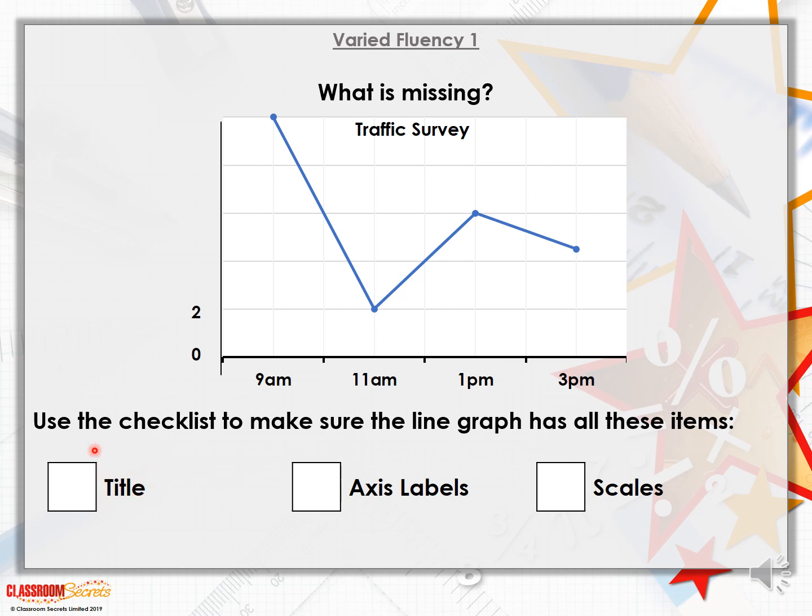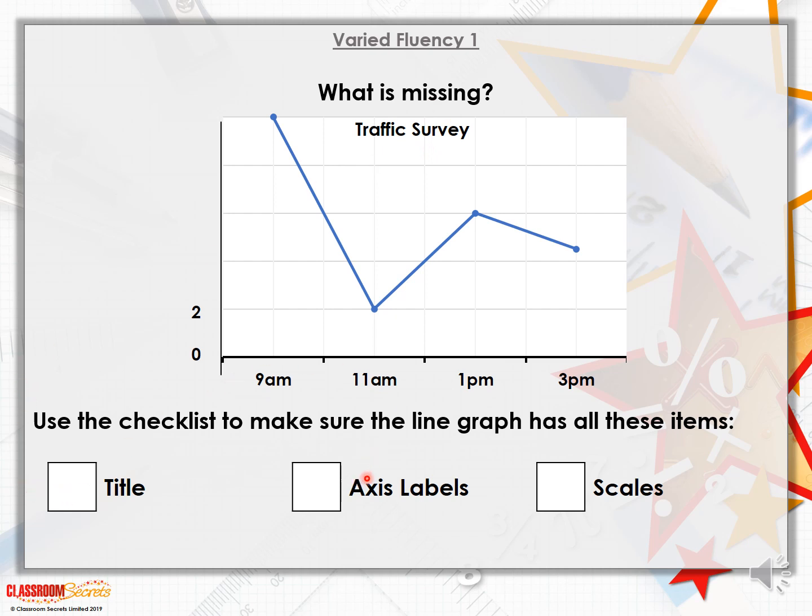Does it have a title? Well yes, because if you look at the line graph here, it says it's a traffic survey, and that is what we call the title. What is this line graph all about? It's telling us about the traffic, so it's a traffic survey, gathering information on the traffic. So it's got a title, so I can tick that off.